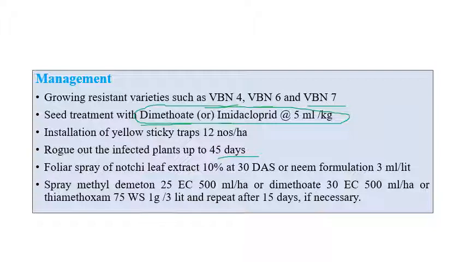And the spraying of methyl demeton 25% EC at the rate of half liter, that is 500 ml per hectare, or dimethoate 30 EC at the rate of 500 ml per hectare, or any one of them. Here I am telling you many insecticides. So don't go with every one, any one of it. That's why I mentioned 'or'. Or thiamethoxam 75 WS at 1 gram per 3 liters, and repeat it after 15 days if necessary. So one spray can be given. If it is necessary, another spray also can be given 15 days later.